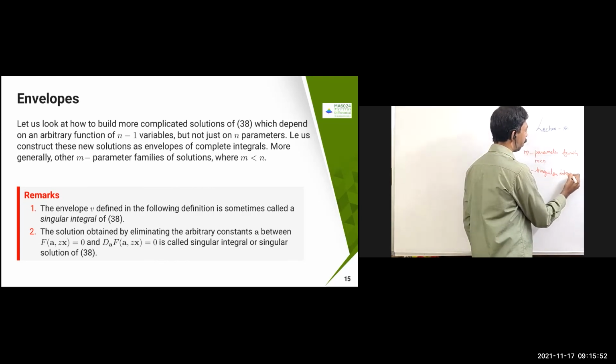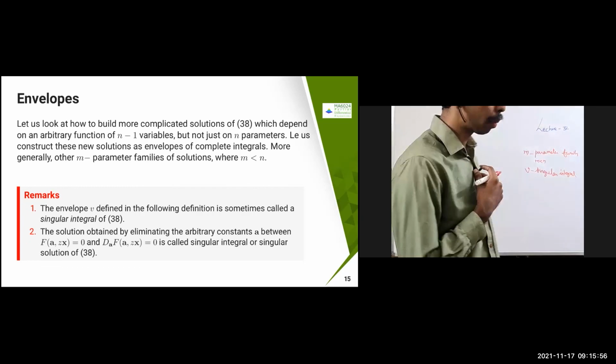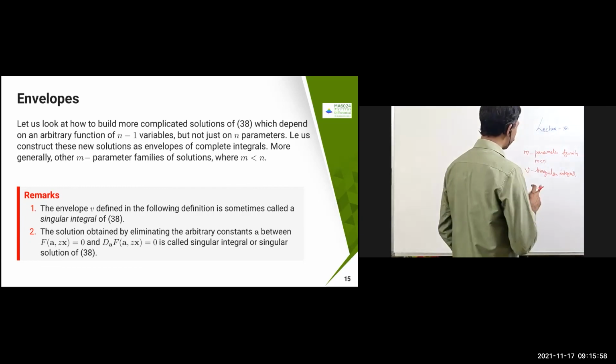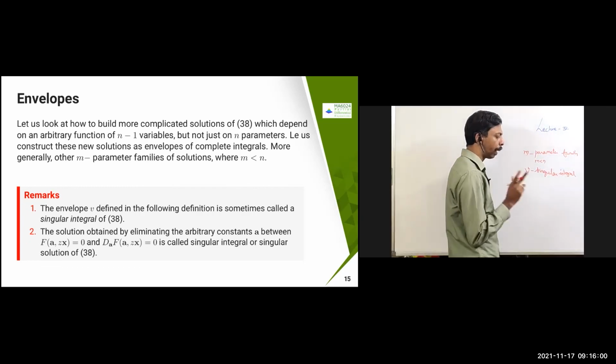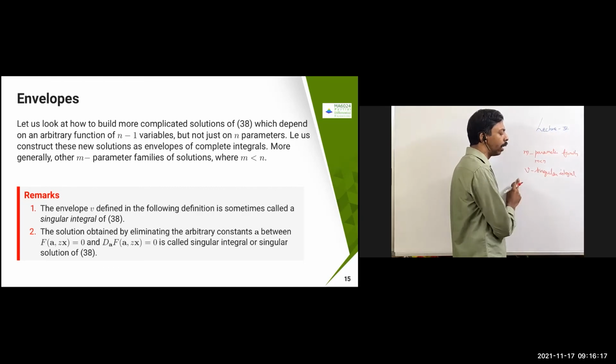So remember that a complete integral should depend on n arbitrary parameters. Now I'm just trying to find n-1 variables or less than that, not just on n parameters. That means I'm going to get one less than that. So if m is strictly less than n, you are not going to get the complete integral. You are going to get something called the singular integral. Let us see that.